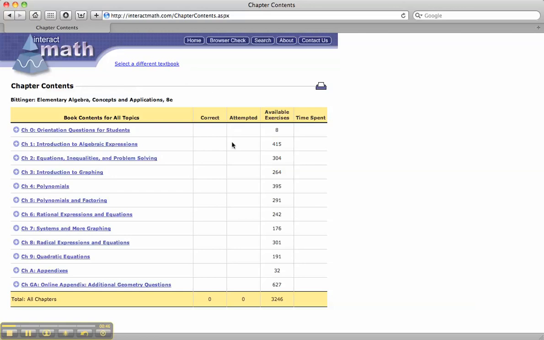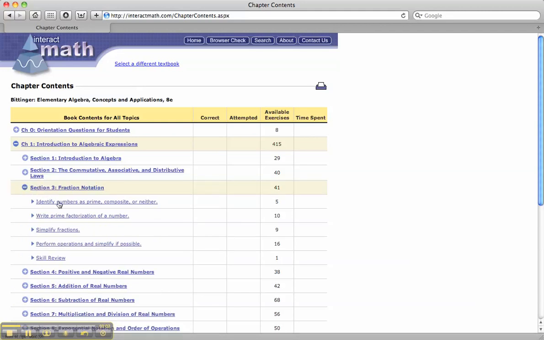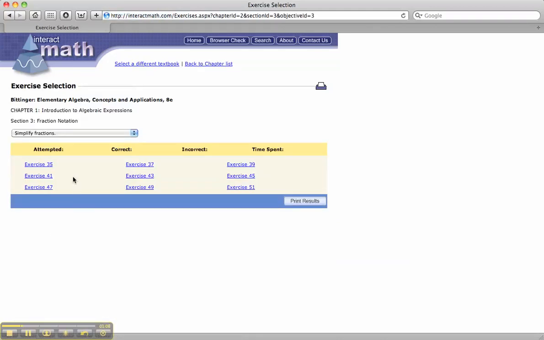And so over here, these are exercises that are available for free that you guys can look at, and I think this might be really helpful. So what I'll do is I'll open up Chapter 1, and then maybe I'll pick section 3 on fractions, and it gives me some different topics that I can look at. So what I might do is pick simplify fractions, and then these are some exercises that it's providing me to look at. So let's pick one of them. Let's pick exercise 43, for instance.